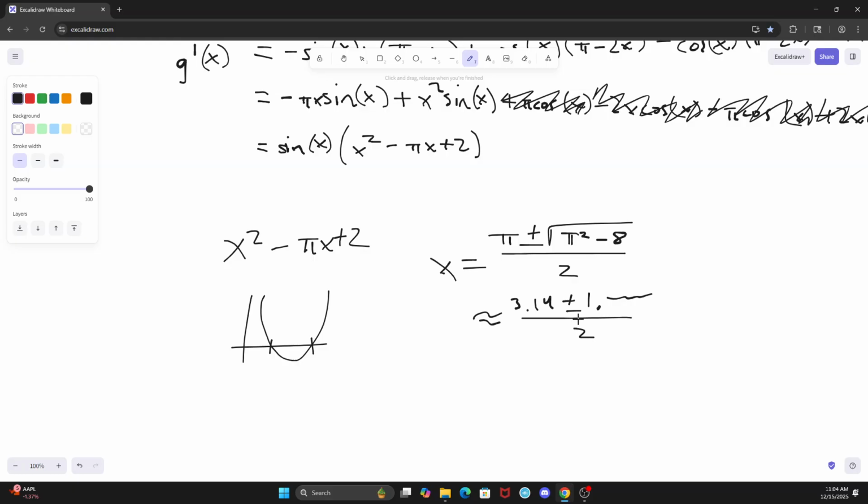And so if it's plus, we have that 3.14 plus 1 point something small is 4 point something relatively small, so divided by 2, we have one root is 2 point something, and the other root is 3.14 minus 1 point something small, that's going to be like 2 point something small, so we have 1 point something small.